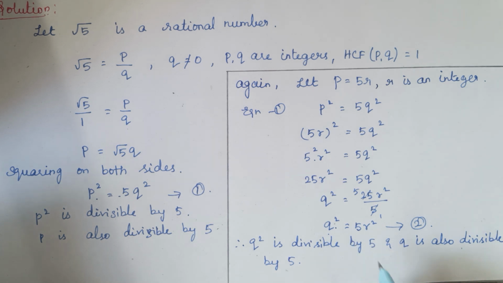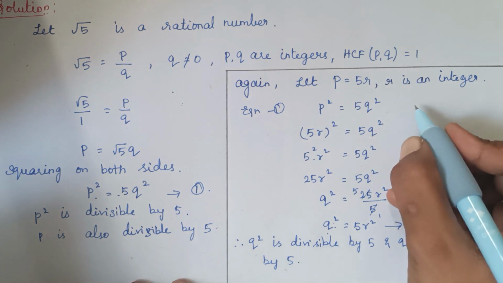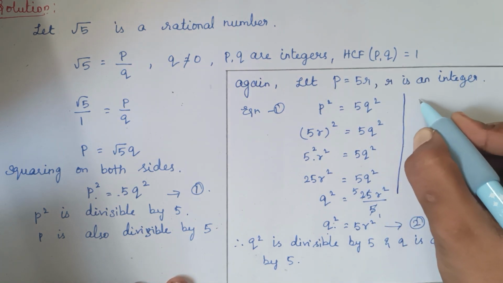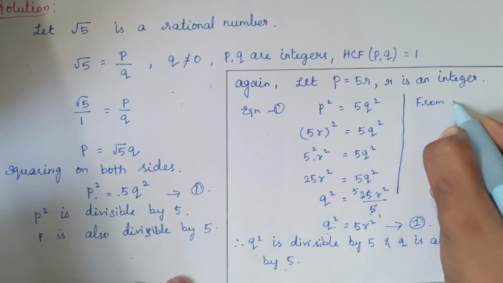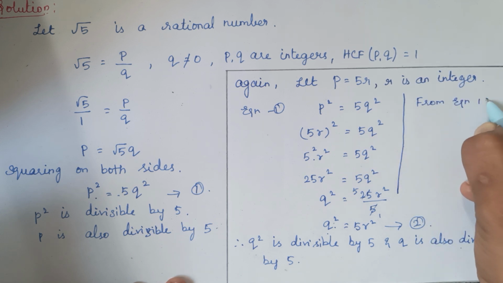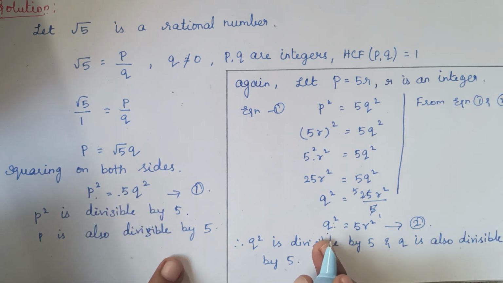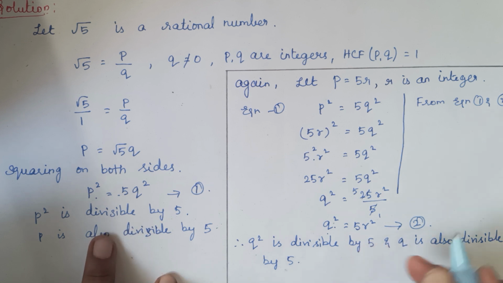So we can write it right here from equation 1 and 2. It is p square is equal to 5q square and q square is equal to 5r square.